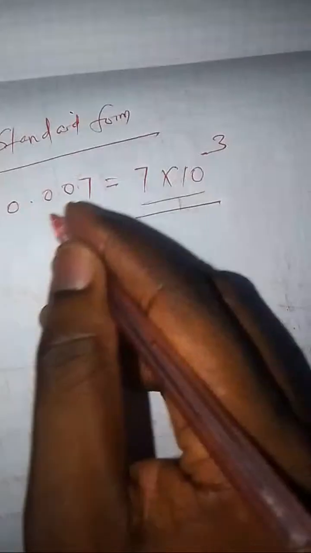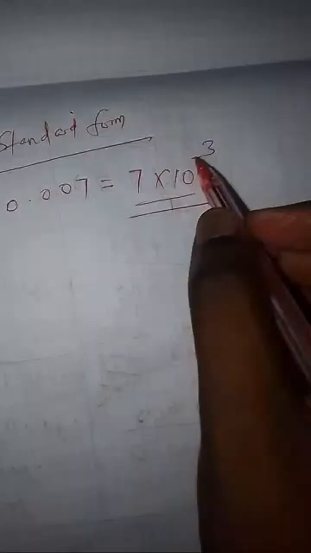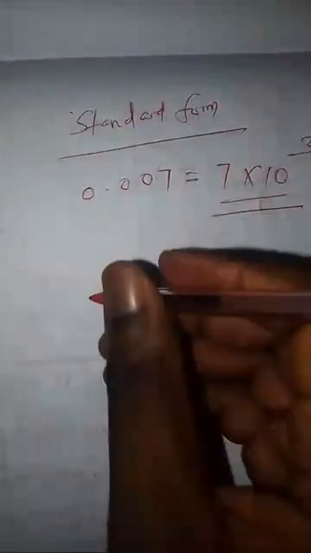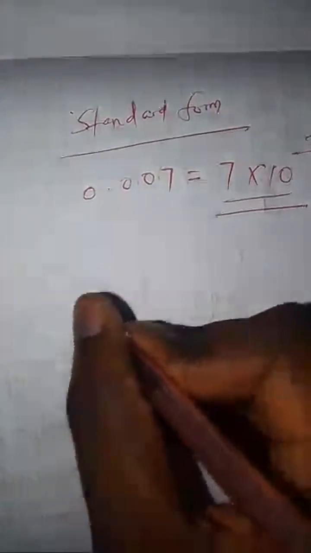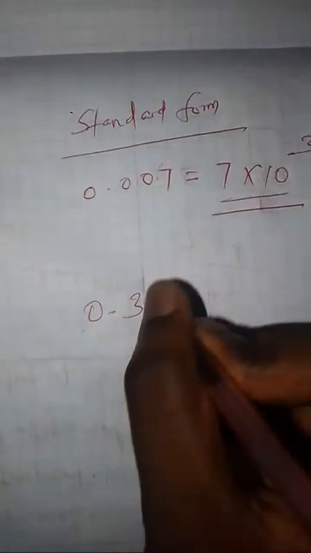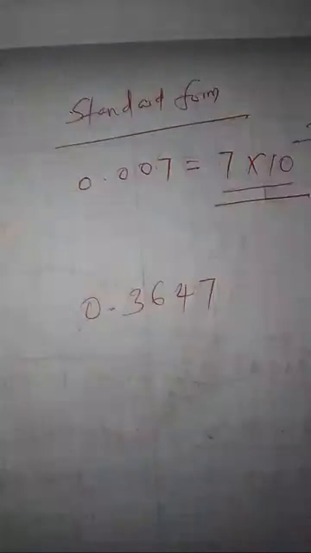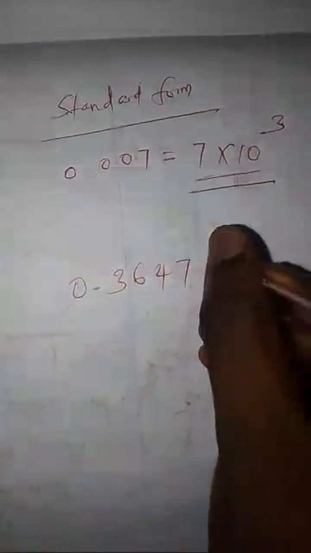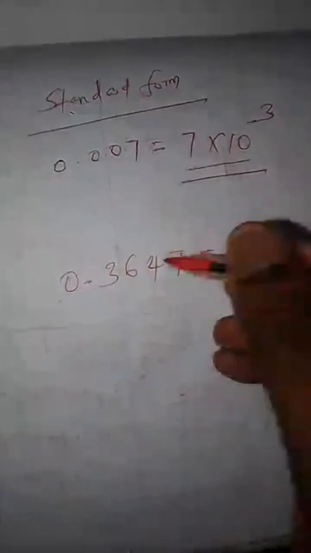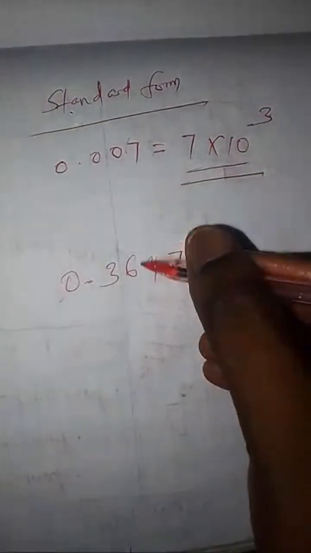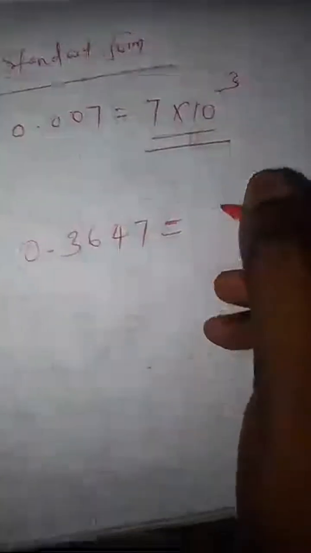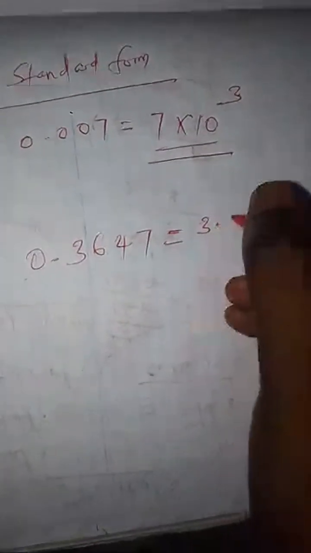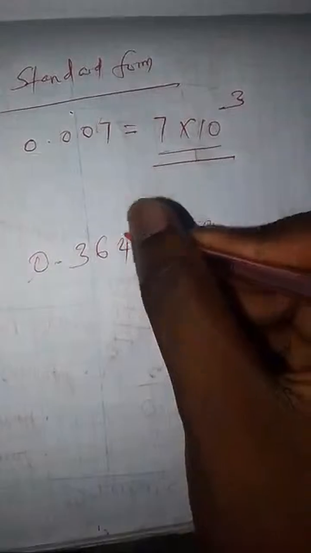When the zeros are to the left side, the power becomes negative. Another one, you can be asked to write this one in standard form. Okay, the number can be 0.3642. We are told to write in standard form. So this one shall be 1, 2, 3. So you can say it is now 3.6, 1, 2, 3.